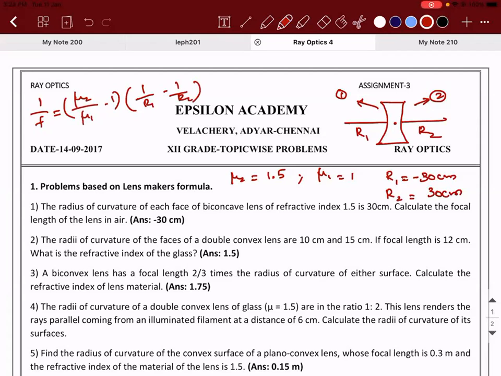So mu2 divided by mu1, 1.5 divided by 1, minus 1. So 3 by 2 minus 1 is half. Half into minus 2 by R. So 2 and 2 will get cancelled. You will get minus 1 divided by R is 1 by F. Did you understand why I wrote it as minus 2 by R? Because 1 by minus R minus 1 by R. R1 and R2 both are 30 only. So F is equal to how much? It should be minus R, so minus 30 centimeter.